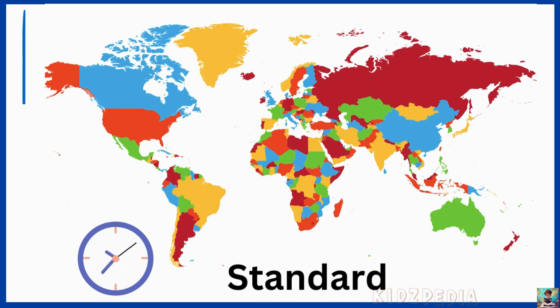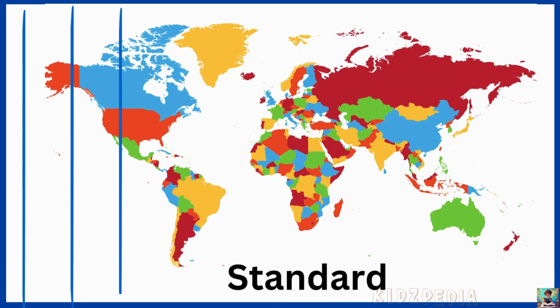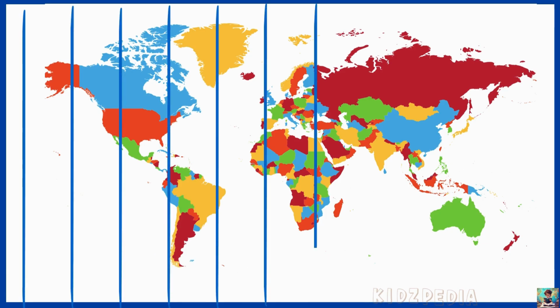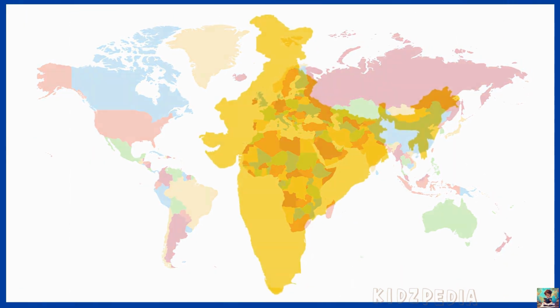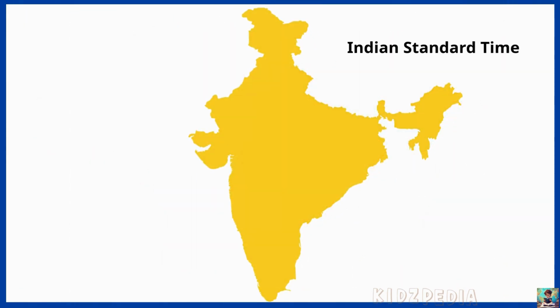Each country chooses one main line of longitude, that is a meridian that passes through it, and uses the local time at that line as the standard time for the whole country. In our country, we use Indian Standard Time, that is IST. IST is based on a line that passes through 82.5 degree east longitude. This meridian goes near Mirzapur, Uttar Pradesh.